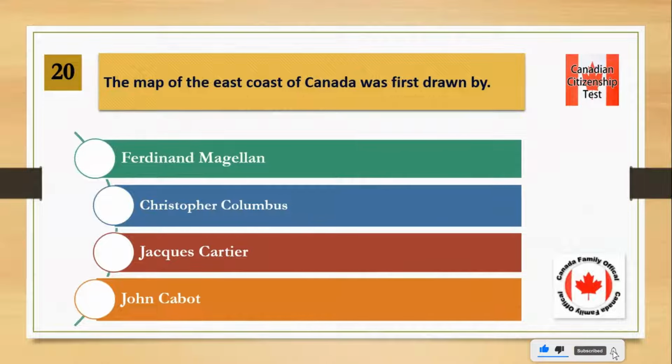The map of the east coast of Canada was first drawn by Number 1, Ferdinand Magellan. Number 2, Christopher Columbus. Number 3, Jacques Cartier. Number 4, John Cabot. And the answer is John Cabot.